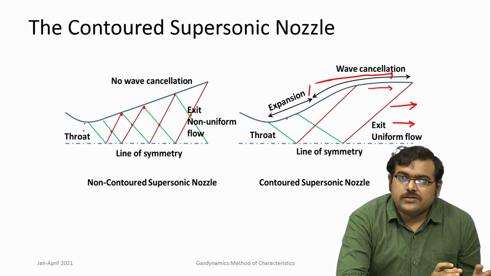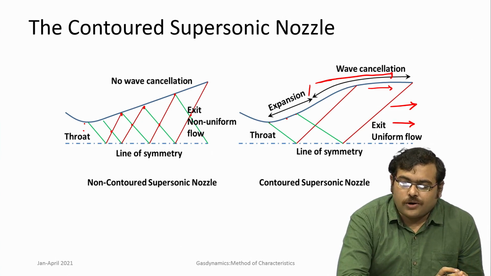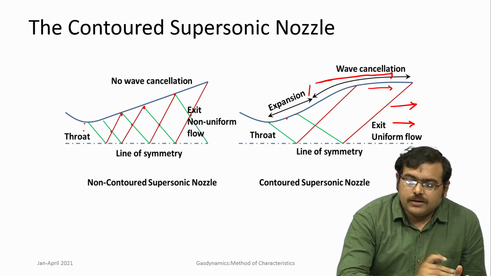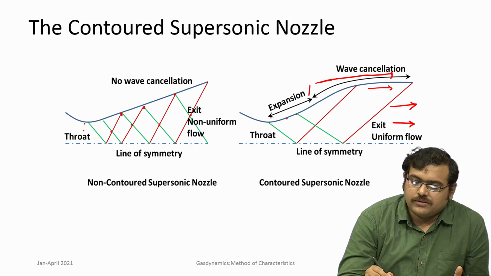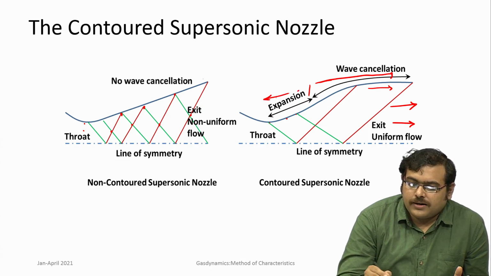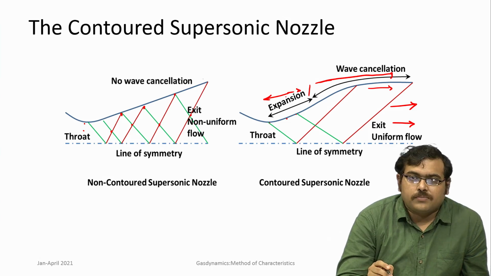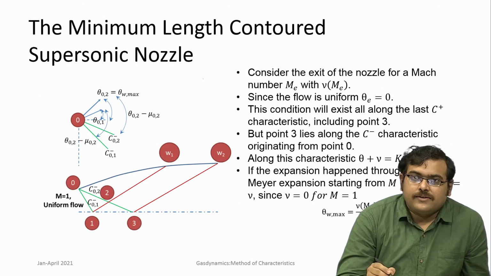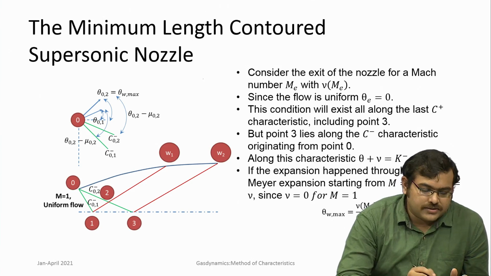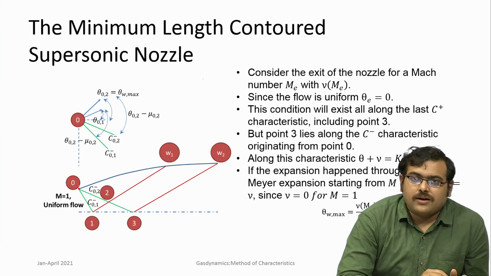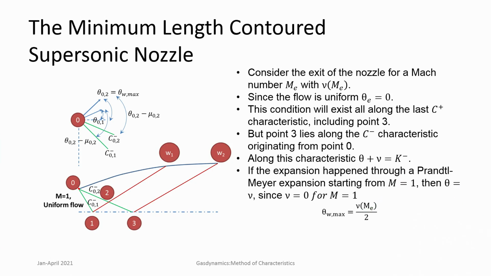So, it is good if it can be made short, and there the principle used is that if this expansion section can be made very sharp, not so long, but rather made to turn at a very sharp corner, then this can be achieved. That is done by placing a sharp corner, and the flow is turned at that sharp corner by a Prandtl-Meyer expansion fan. It is not an extended expansion. So, we will see the design of such a minimum length supersonic nozzle.